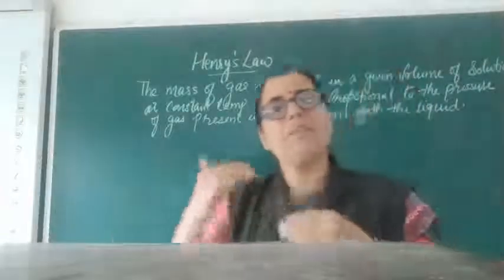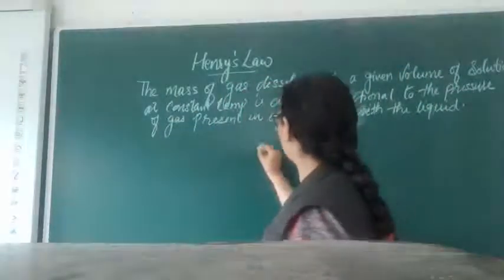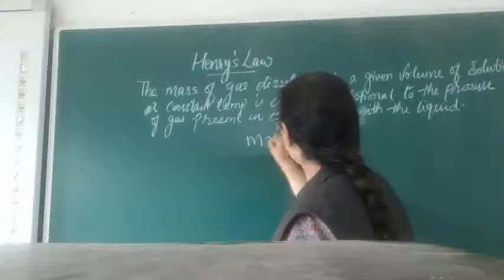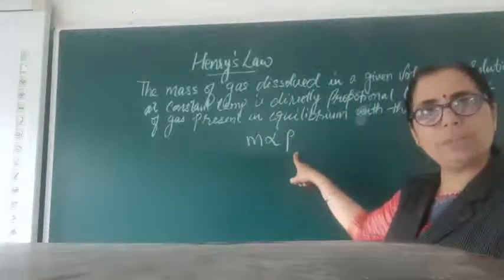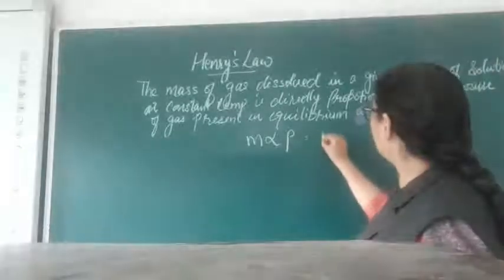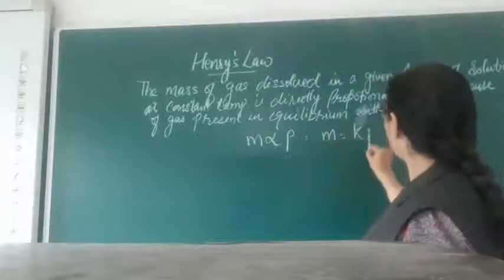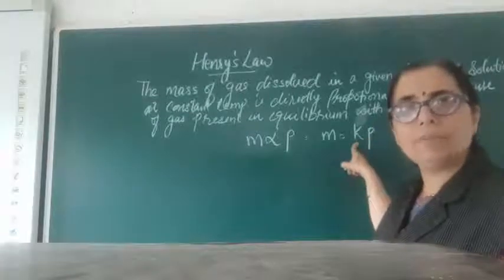This means when the gas is dissolved, we can say the mass of the gas is directly proportional to P. This can also be written as m = KP, where K is the equilibrium constant.